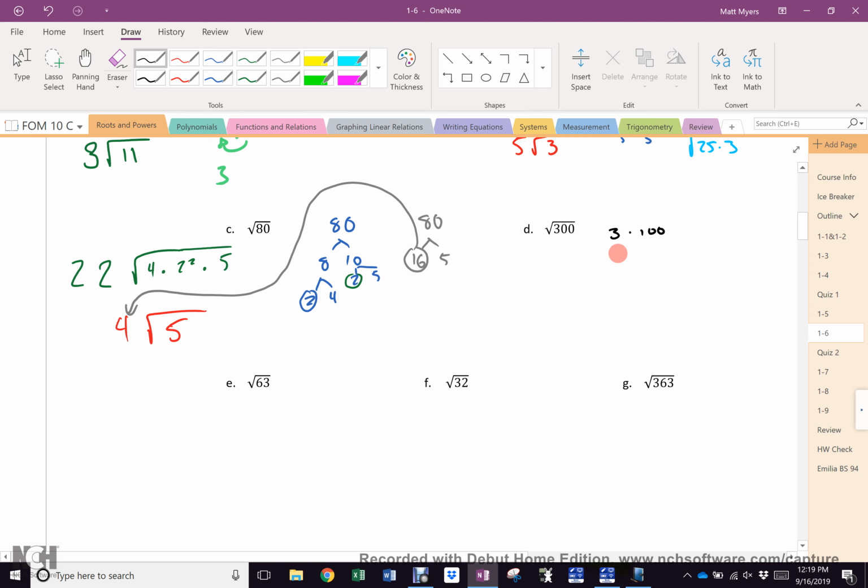So would you keep going with your tree? All right. Let me ask this. Could she stop here? Yes. Why? Because 100 has a square root. What's coming? So this is really 3 times 100, yes? What's coming out?